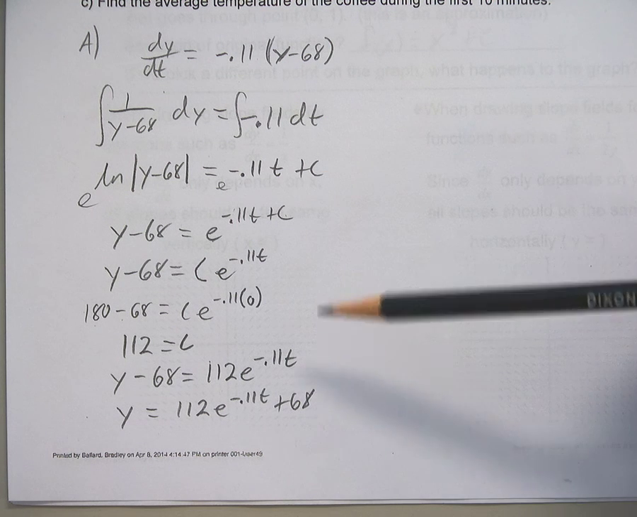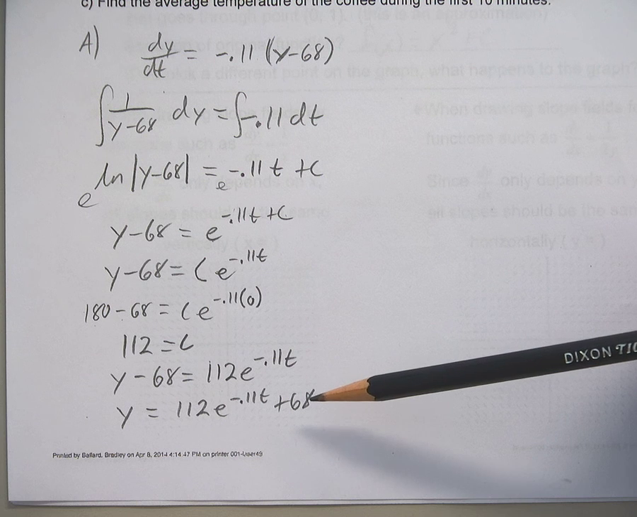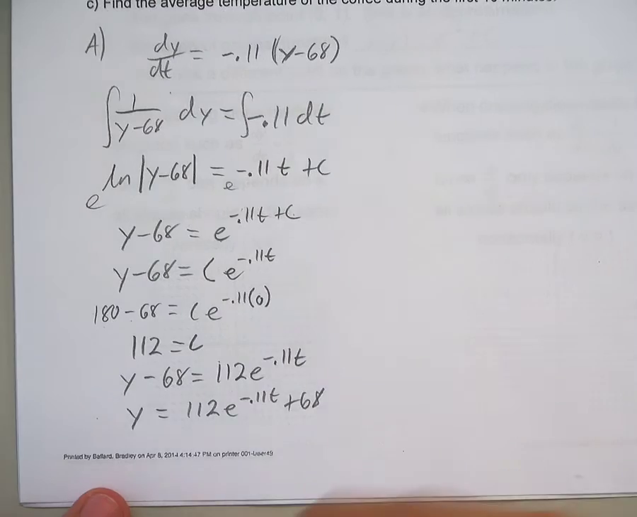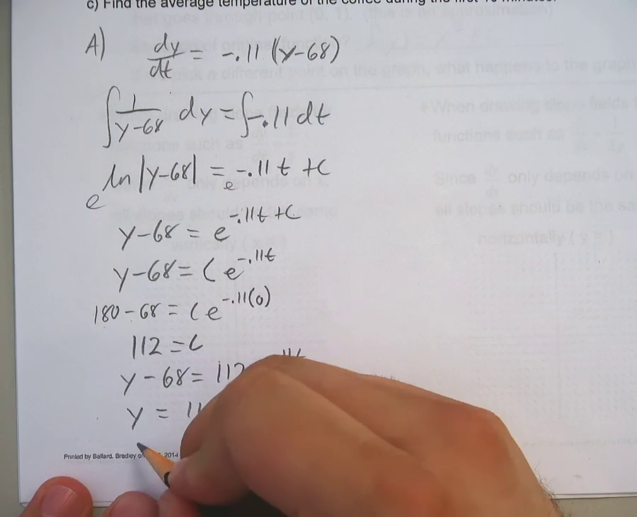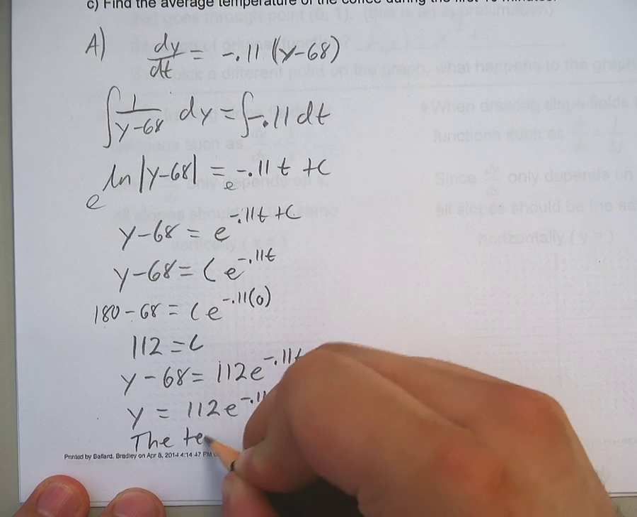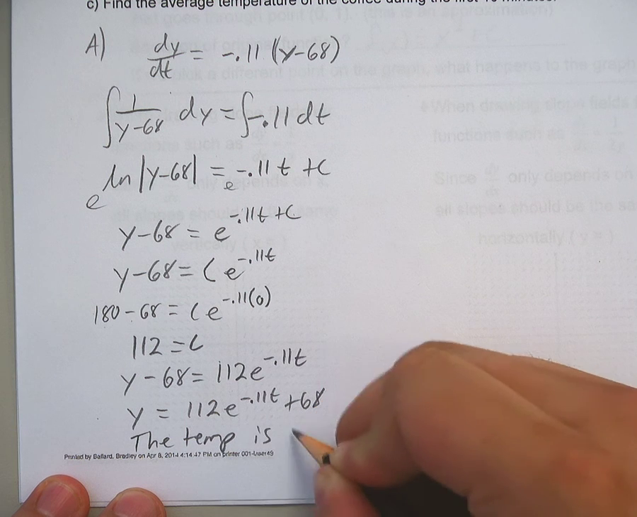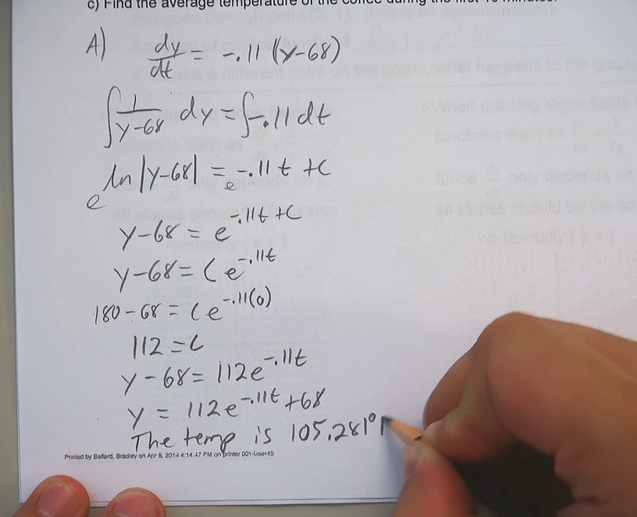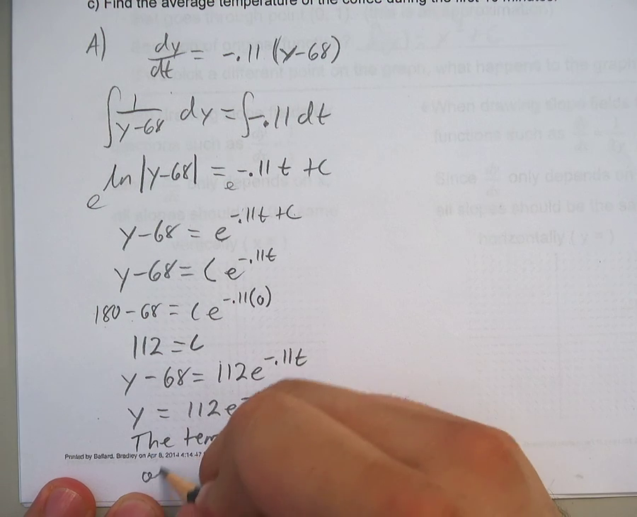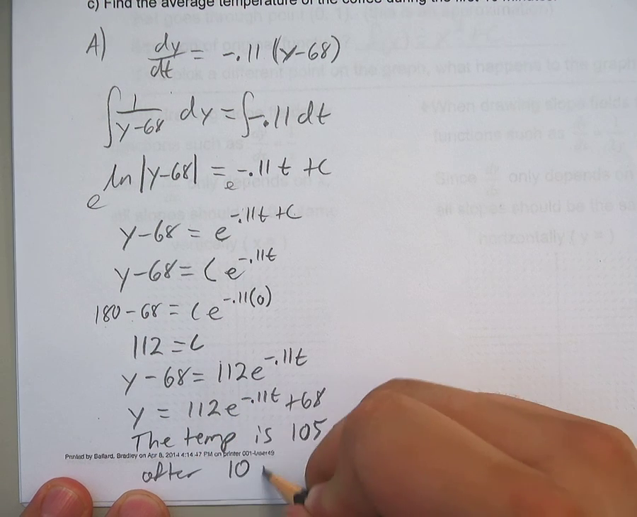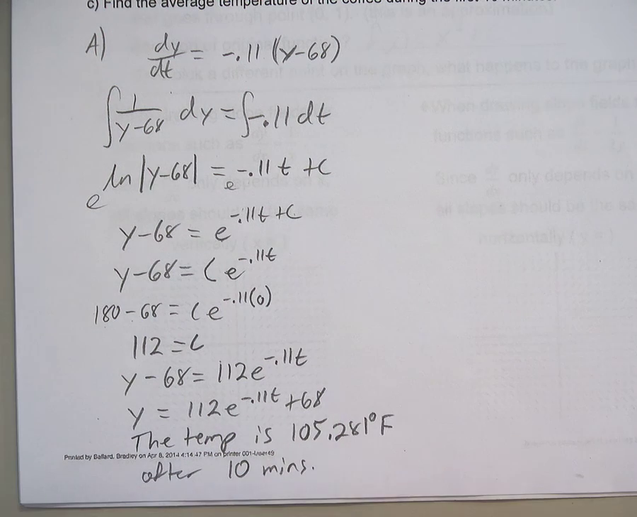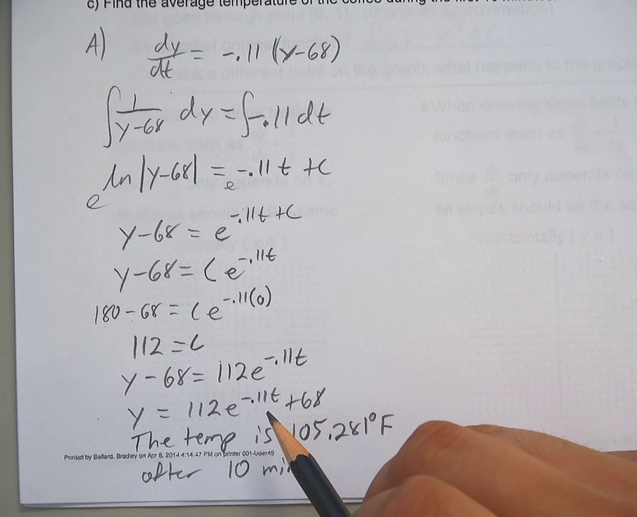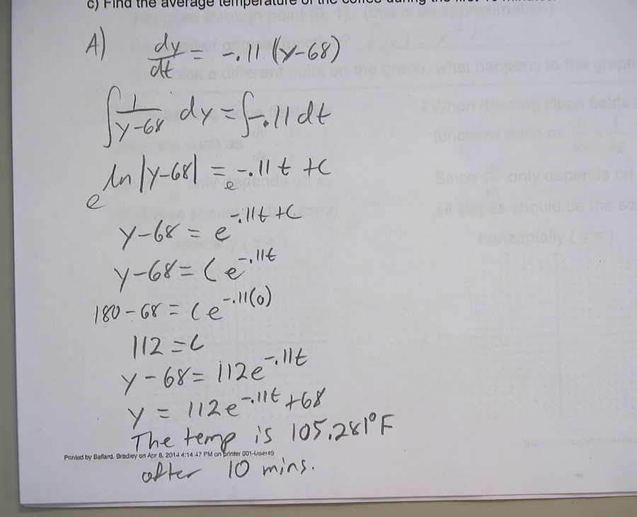So I've integrated it, I've solved for y, I found the temperature. Now all I have to do is put 10 in for time. I've already done this ahead of time, so I'd like you to write this down here. The temp is 105.281 degrees Fahrenheit after 10 minutes. And that's just from doing it earlier. I plugged a 10 in for t right here, and you get 105.281.